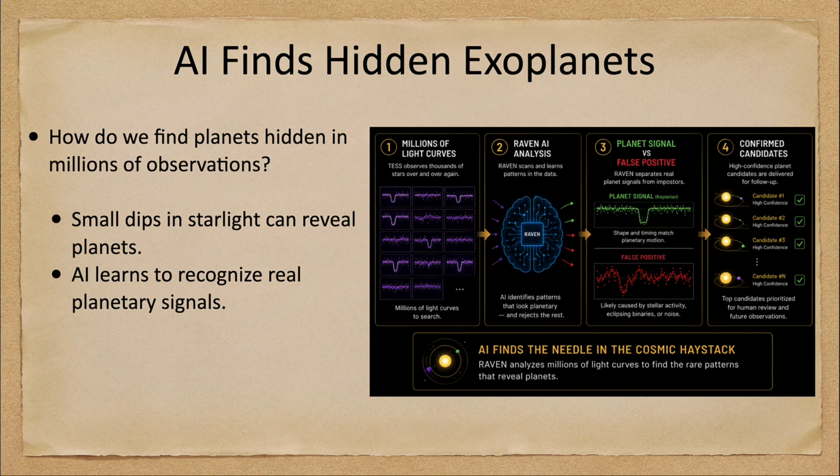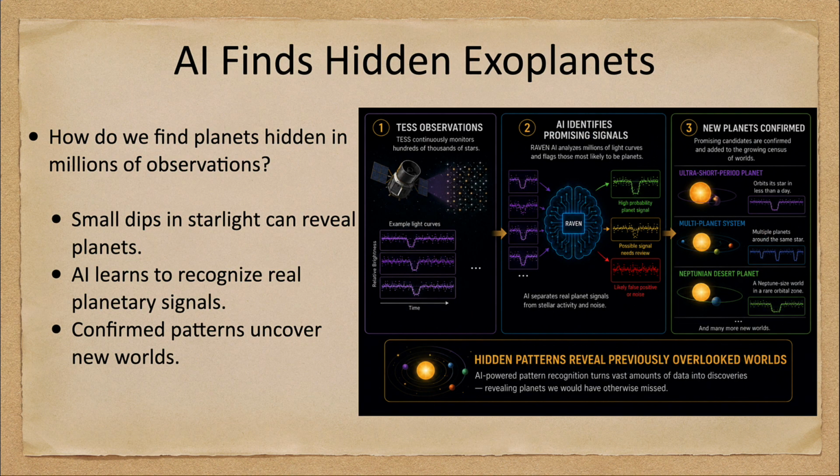Instead, it helps astronomers process enormous amounts of information far more efficiently than would otherwise be possible. The system evaluates signals, filters out likely false positives, and identifies the most promising candidates for further study. Because it applies the same process consistently across millions of observations, it can also reduce some of the biases that naturally arise during manual analysis.